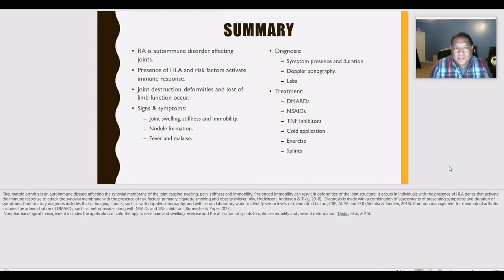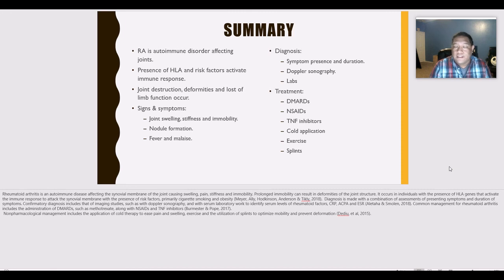So to summarize, again, RA is an autoimmune disorder. It happens with the presence of the HLA genes in the person's genome and is activated by risk factors, especially obesity and smoking. As the disease progresses, you're going to have joint destruction, joint swelling, deformities, and eventually loss of joint and limb function. Most important signs and symptoms: joint swelling, stiffness, and immobility. You're going to have nodules forming in different parts of the body, and you're going to have the overall effects of fever and malaise.